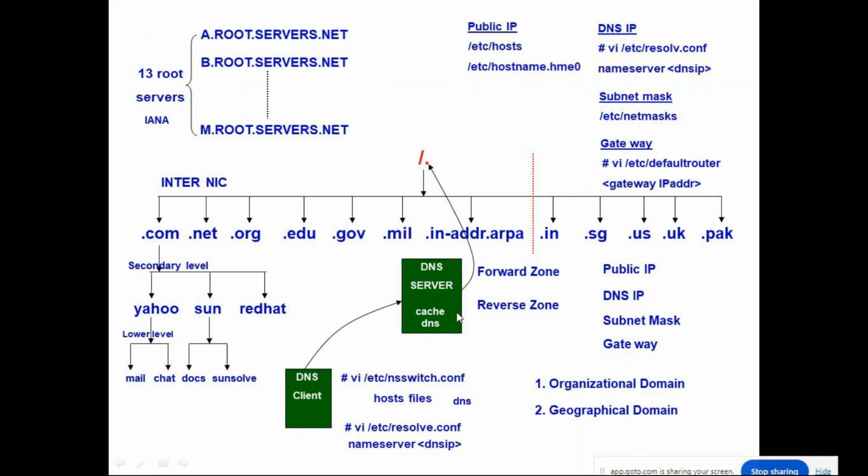What is the advantage of cache DNS? Repeated queries will be answered from the local cache DNS, not from the root server. We can reduce network traffic. All these three problems are resolved in DNS. Any questions?